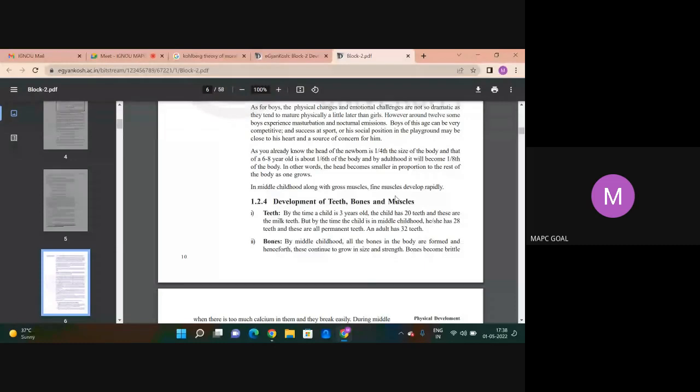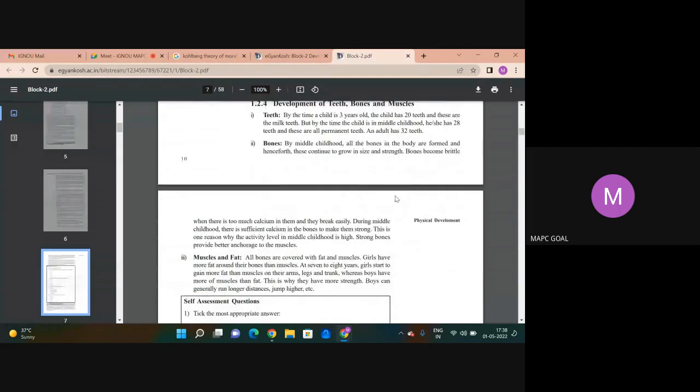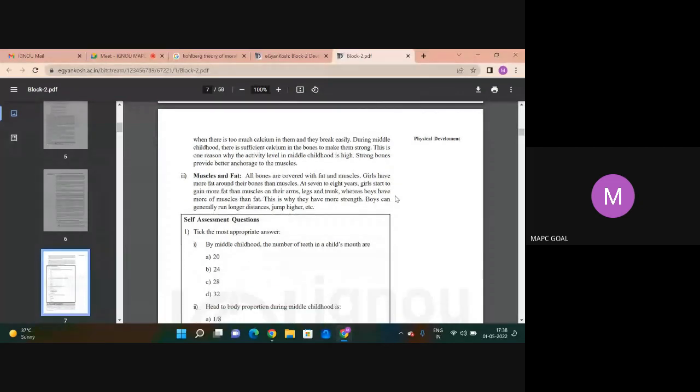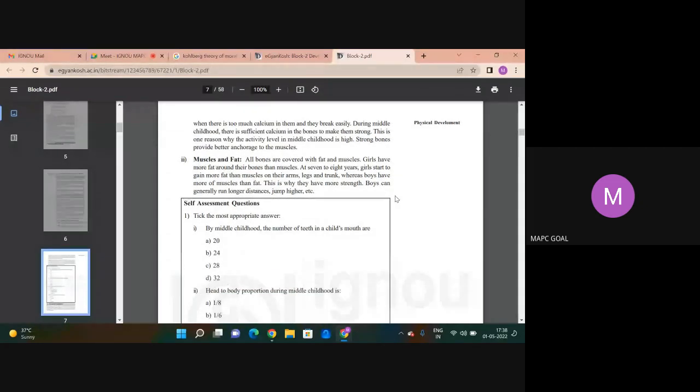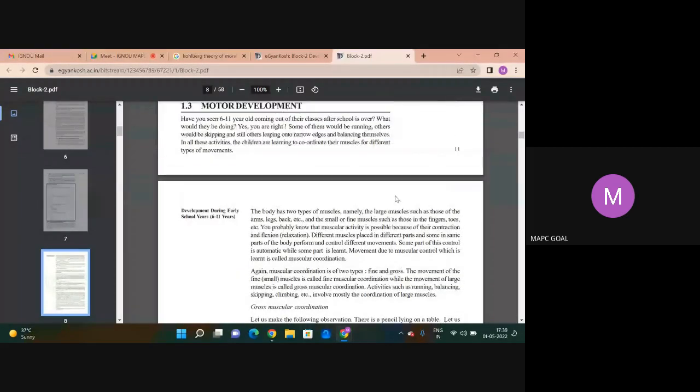By the time a child is 3 years old, the child has 20 teeth, then 28, then 32 as an adult. Bones: calcium deficiency, as you know, is a very common phenomenon now. Sufficient calcium should be there in the bones to make them strong. Then muscles and fat. Again, it depends from individual to individual, the kind of development that has taken place. The hereditary factors also play a role in muscles and fat in the child.